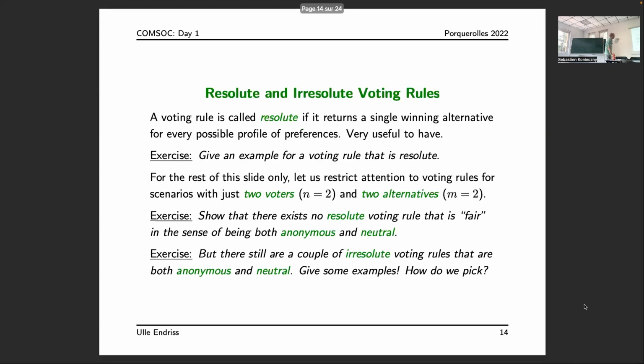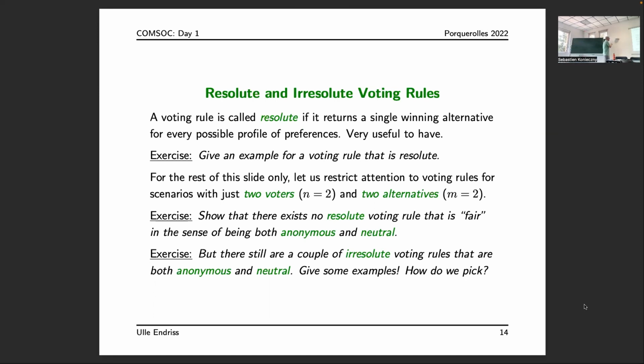So let's finish before the break with a couple of exercises. This is about resolute rules now, what I'm going to talk about. A resolute rule is one that always gives us a single winning outcome. This is what we want usually, right? In general, you can imagine there could be ties. That's not very nice. We need to think about extra. So I want to focus now on rules that are resolute.